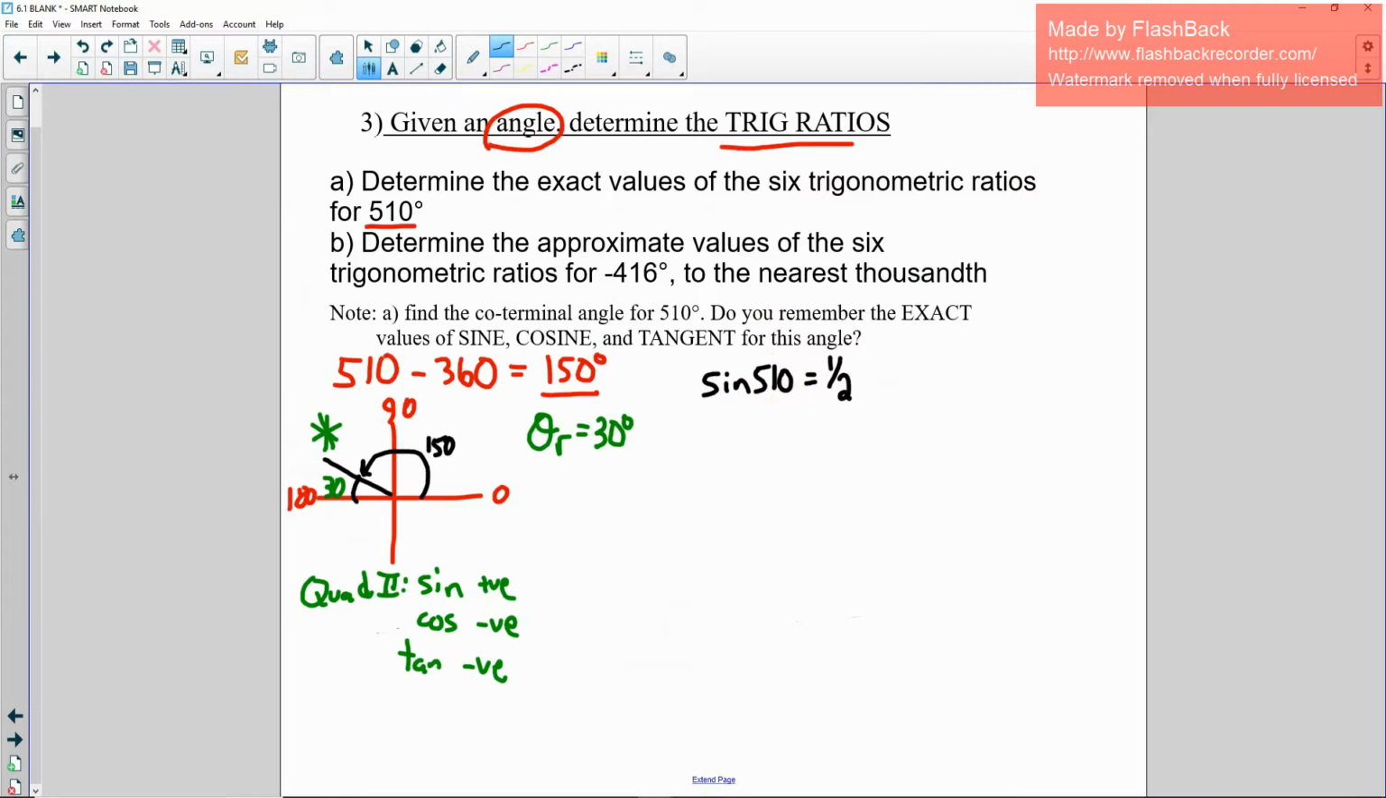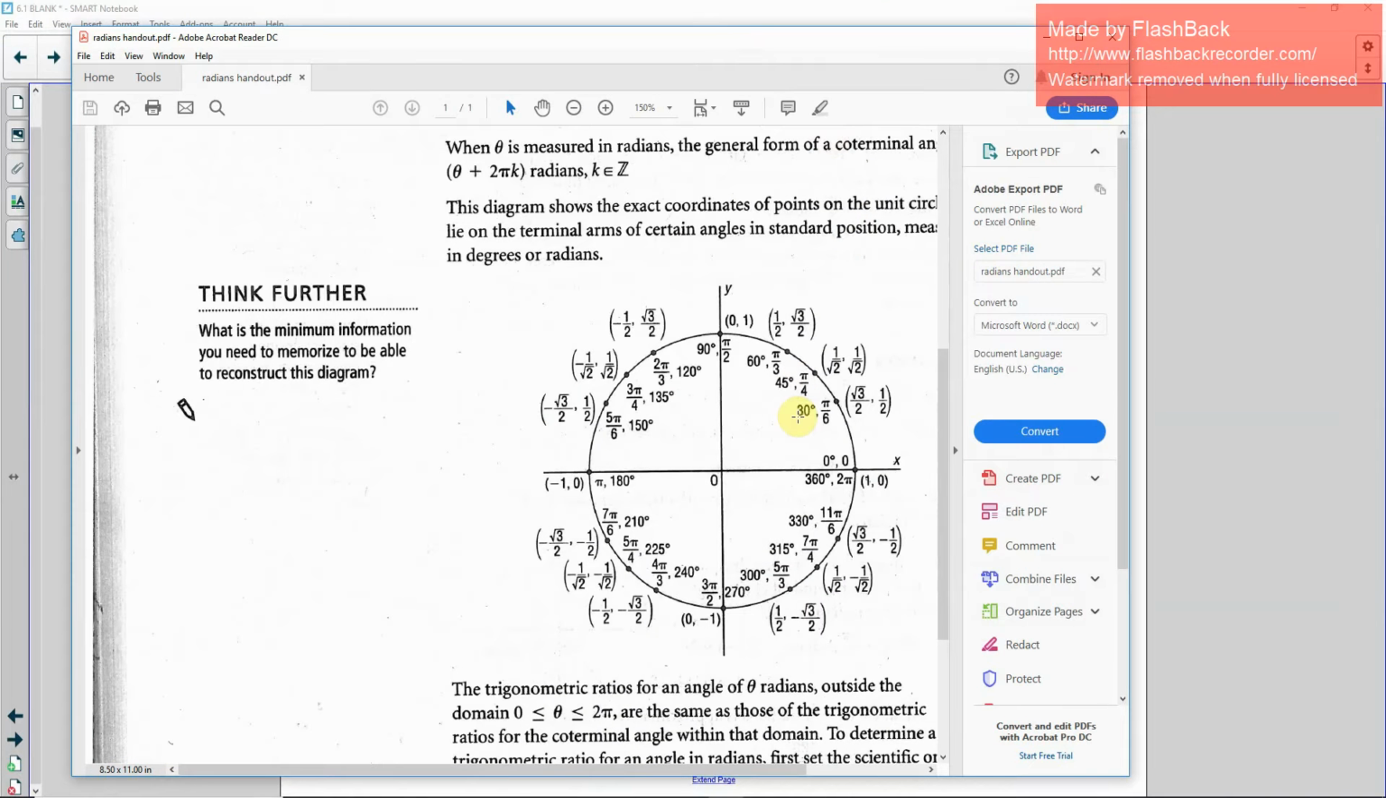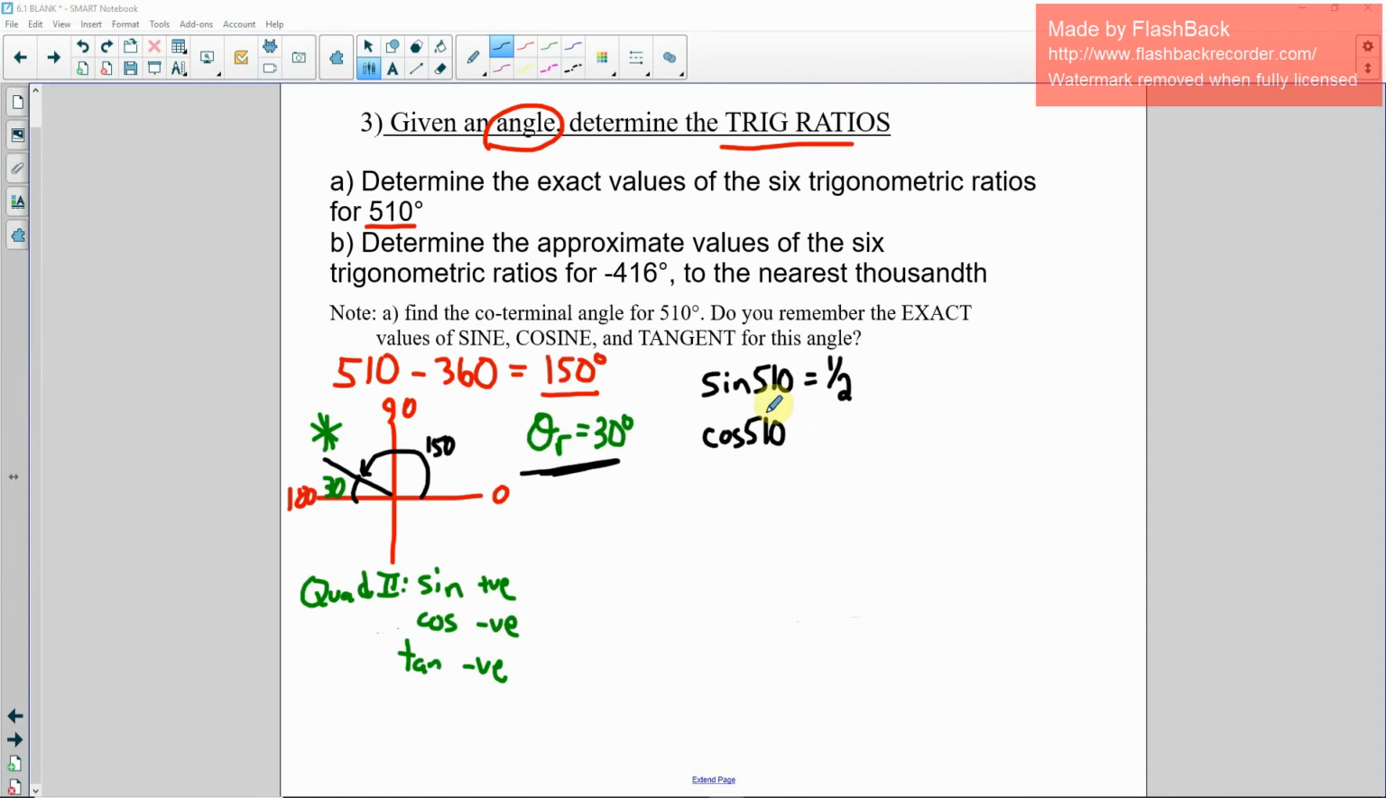Try it out sometime. If you do cos 510, again, remember, we're looking at the reference angle 30. So you go to 30, and the cos value, that's the x value. So that's square root 3 over 2. Now, we are in quadrant 2, because the equivalent angle is 150 and 30 is the reference angle. In quadrant 2, we said that cos is negative, so make sure that you put a negative in there.